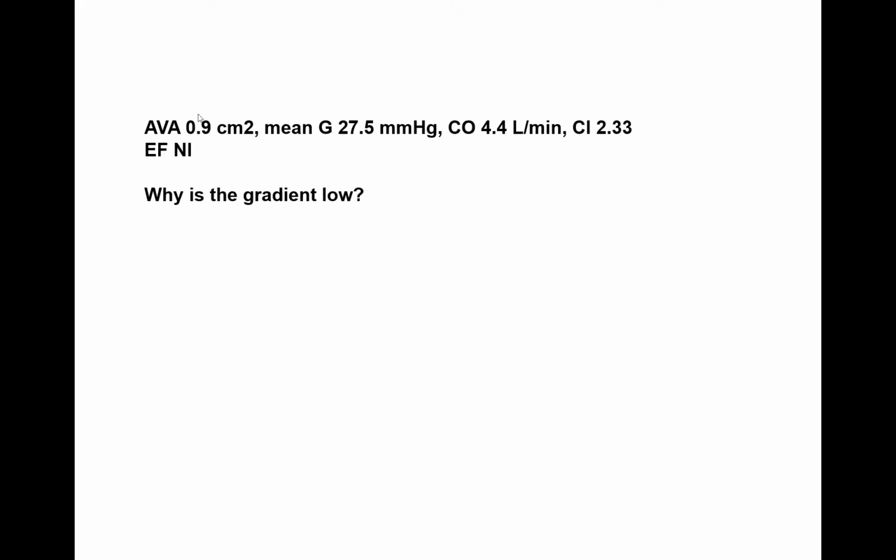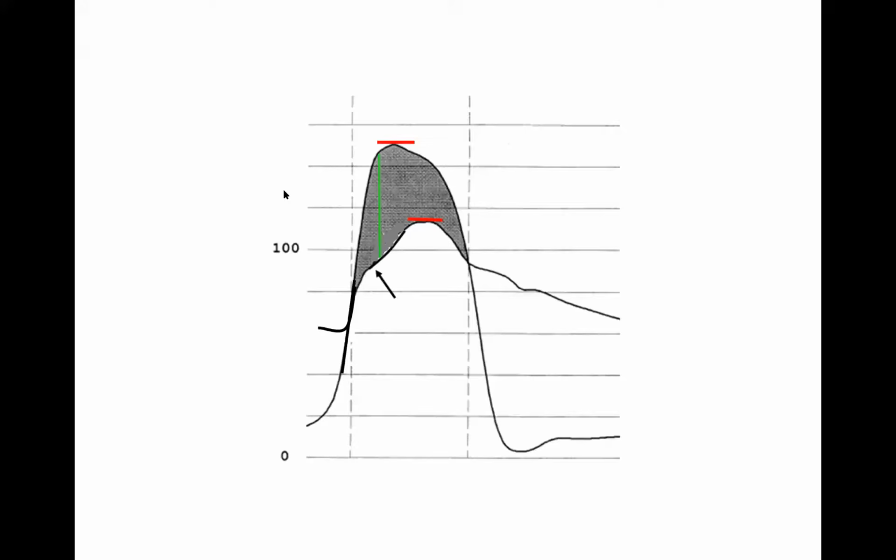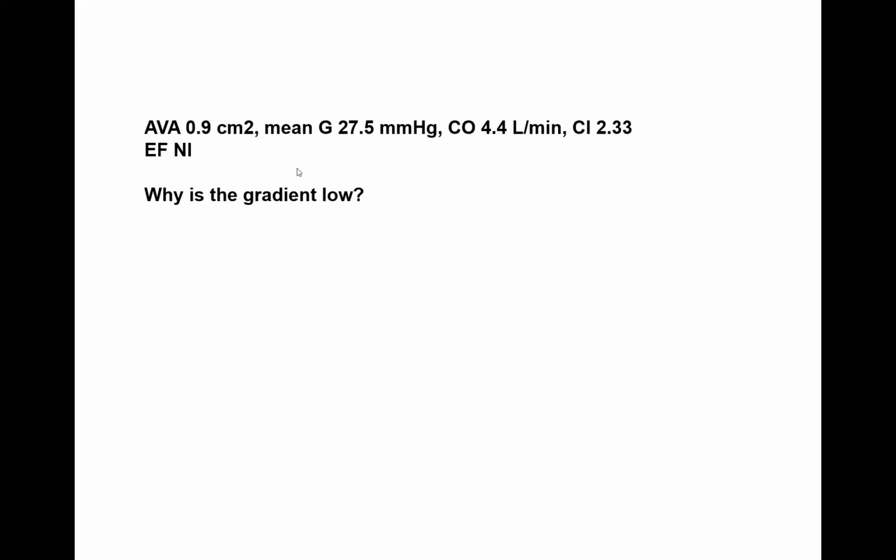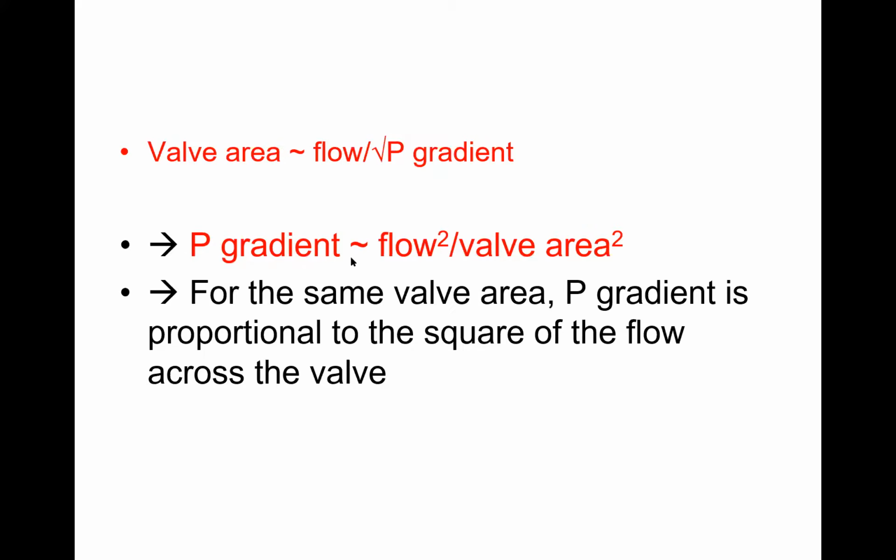That valve area is real. As long as you've done careful measurement, like I explained, that valve area is a real valve area. This is a truly severe AS with a low gradient. Now you assess, why is the gradient low? Again, EF is normal. So Arouj mentioned a very important point. I'll go to it in 1 second. But I will go to that equation.